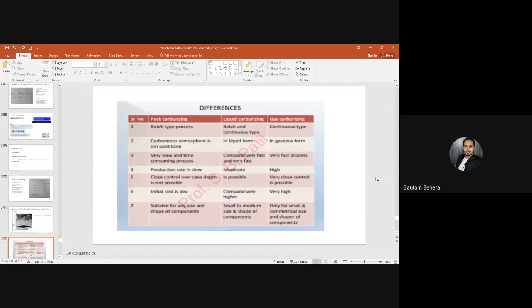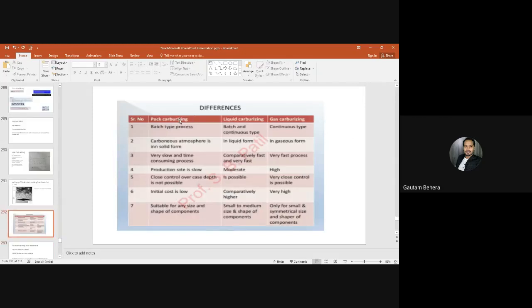Okay, so now these are the differences between pack carburizing, solid carburizing, liquid carburizing, and gas carburizing. So you can have a look. The major difference between them is that the carburizing medium is different: solid, liquid, and gas. But in gas carburizing, we can use both liquid and gaseous media, hydrocarbons. And gaseous carburizing is a very fast process. Here it is already written that the production rate is high here.